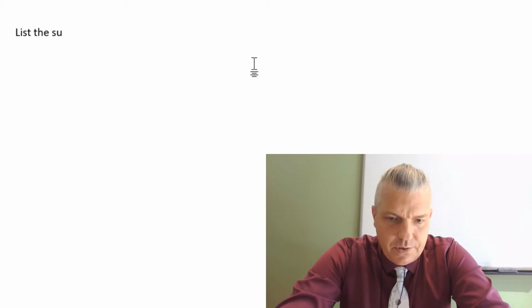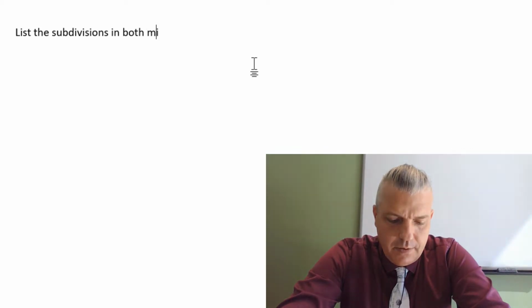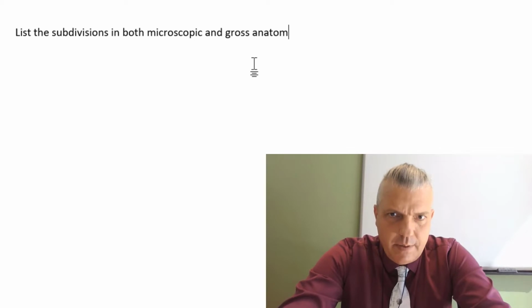Okay, moving on to objective number 2. List the subdivisions, or subdivisions, I guess, subdivisions in both microscopic and gross anatomy.